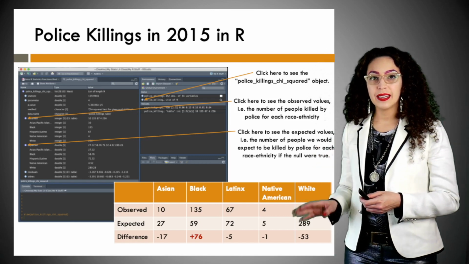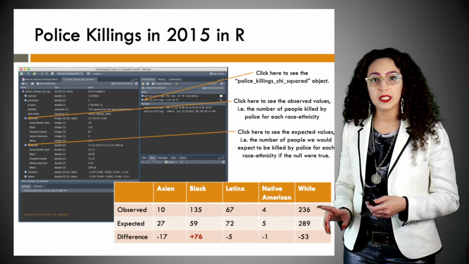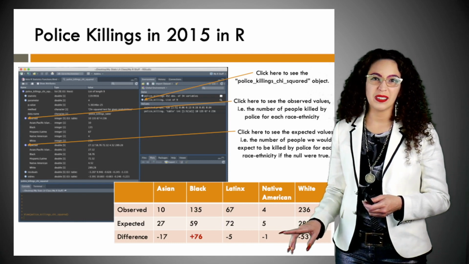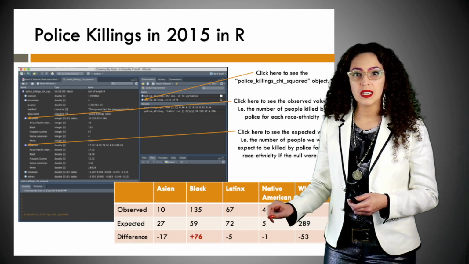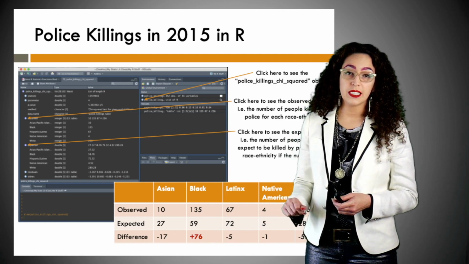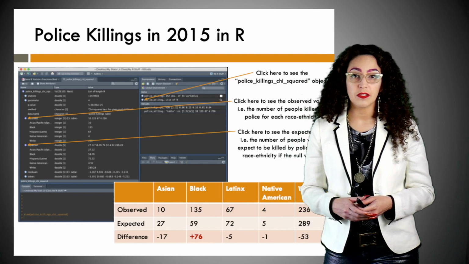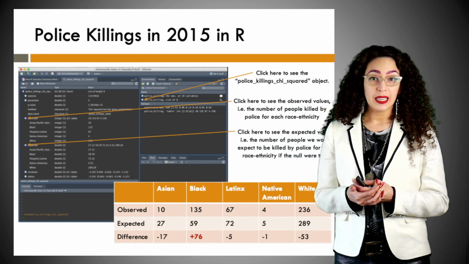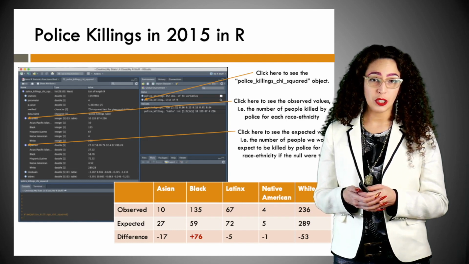So if we then look at the expected counts, we would expect 289 white, which is a little bit less than what we saw. We would expect 5 Native Americans, which is 1 less than what we saw. 72 Latinx, a few less than what we saw. 59 is what we would expect for Black, and we saw 76, more than that. And we would expect 27 for Asian, but we saw a little bit less than that. So it looks like we can conclude that the police shootings do not occur equally for each racial and ethnic group.